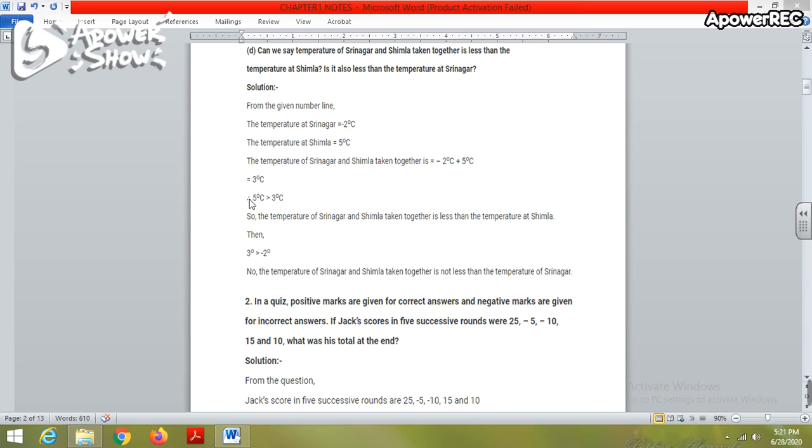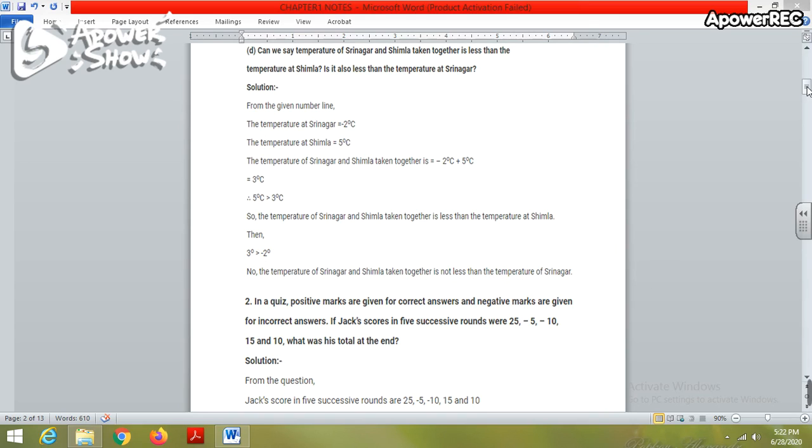Because 3 is a positive integer and -2 is a negative integer. Positive integers are always greater than negative integers. So 3 is greater than -2 degrees Celsius. That means the temperature at Srinagar and Shimla taken together is not less than the temperature at Srinagar. This time the temperature of Srinagar and Shimla taken together is more than the temperature at Srinagar.